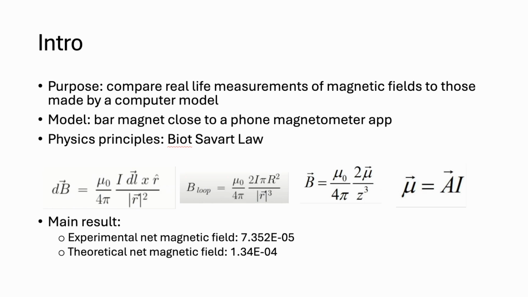The physics principles involved in this lab are mainly the Biot-Savart laws, which are shown below. The ones I included are the dB, which is the magnetic field for a dl length of a magnet, the B of a loop, and the regular B equation for a dipole, and I also included the dipole moment equation. The main result I calculated was that the experimental net magnetic field was 7.35 times 10 to the negative 5 T, and the theoretical net magnetic field was 1.34 times 10 to the negative 4 T. You can see that they were very different, and I'll get into that later.